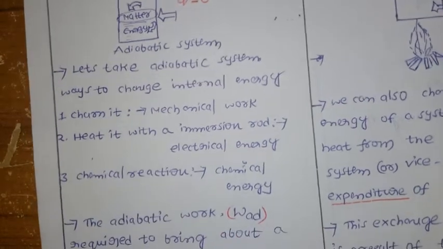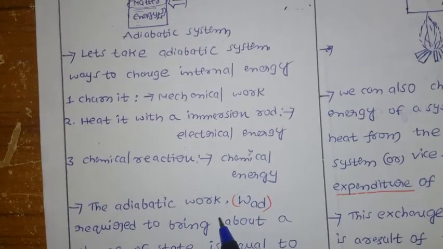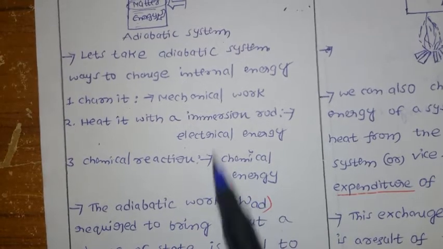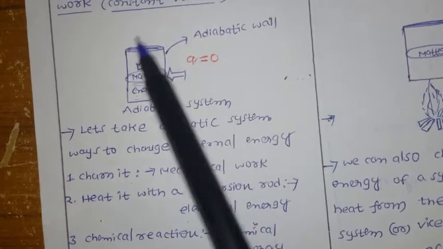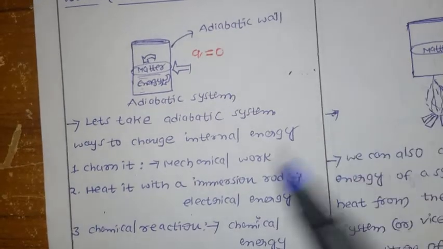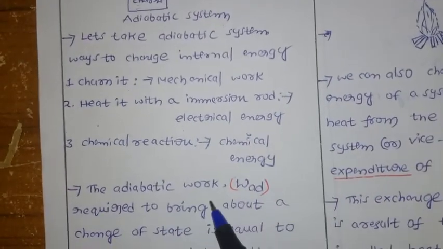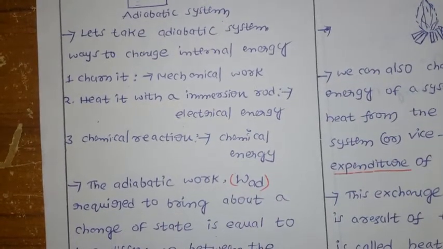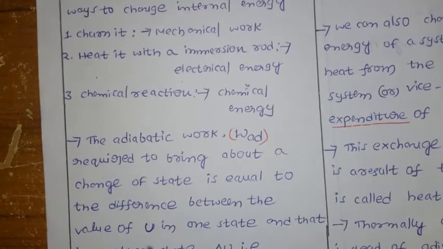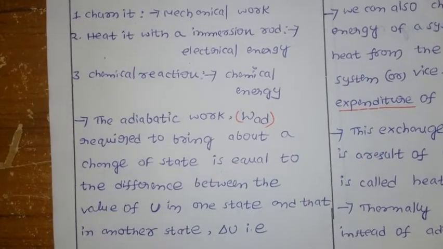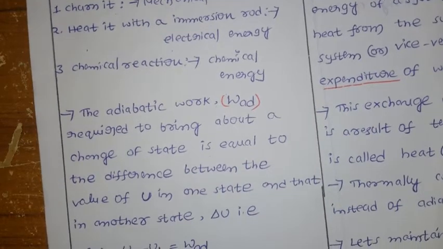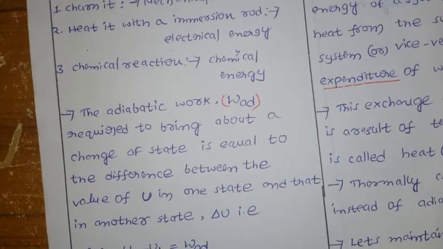Now, next, the adiabatic work I am simply writing as W_ad. I call it adiabatic work because here I am taking an adiabatic wall. So whatever work I have done is called adiabatic work. The adiabatic work required to bring about a change of state is equal to the difference between the value of U in one state and that in another state. That is, delta U equals U2 minus U1 equals W adiabatic.